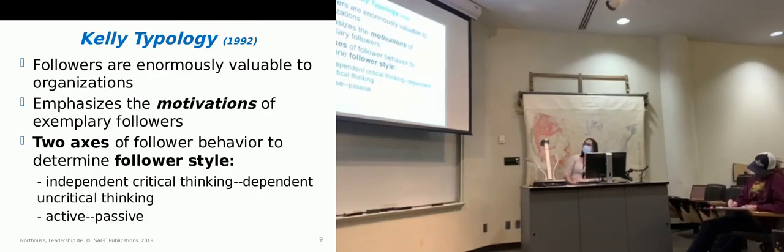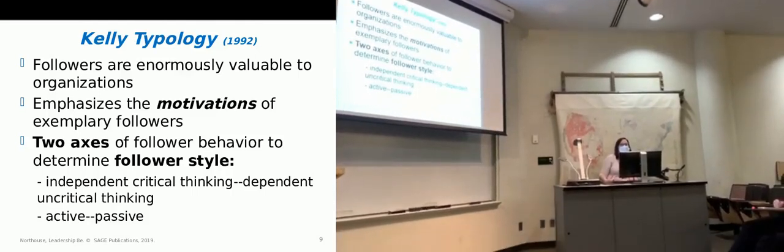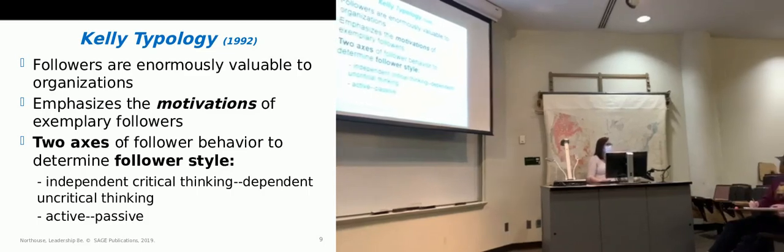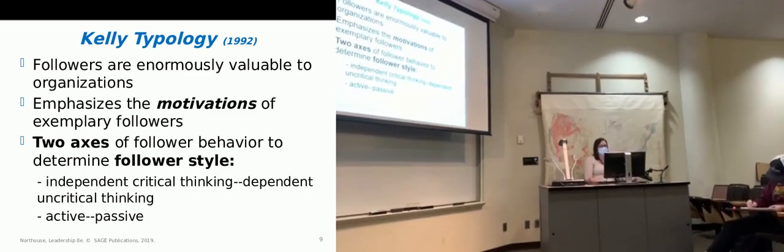Okay, so here's what Kelly said. He sees that followers are valuable to organizations. He looks at motivations of exemplary followers. So again, we have this idea that maybe it's not just about traits or behavior. Maybe we've got to look a little bit at people's motivation and why they do the things that they do. So y'all can see why it was so important for us to spend some time on motivation. But instead of determining these follower styles based off of task and relationship, he bases it off of two axes.